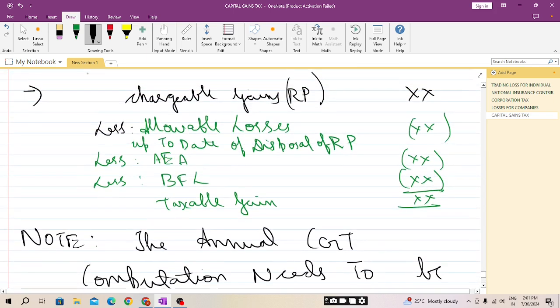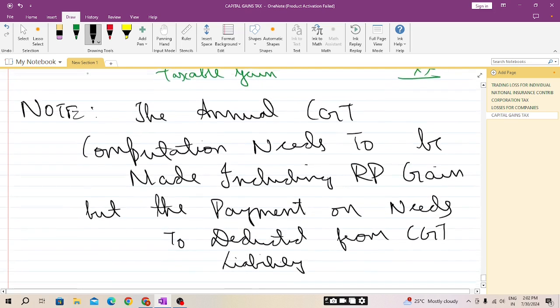Whenever we dispose of a residential property, within 60 days we need to submit a return by paying the CGT liability, and we will follow this format, student. Before disposal of the residential property, if we have any loss, we can set it off, and the brought forward loss and AEA we can set off against the current year capital gain, and then we can pay the CGT. But in the annual calculation we need to include all the things, students. I hope this is clear.